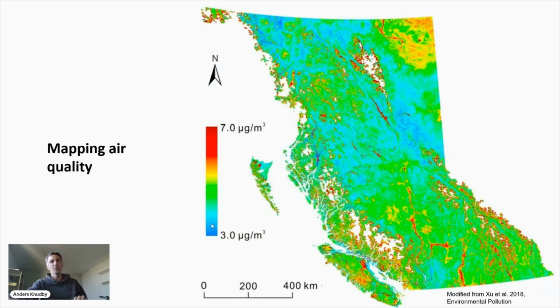We can use a very similar approach to map air quality. In this case, it's the concentration of PM 2.5, which is a very fine particulate matter suspended in the air, less than 2.5 microns in diameter. And this is a map we made for all of BC using the same kind of approach.